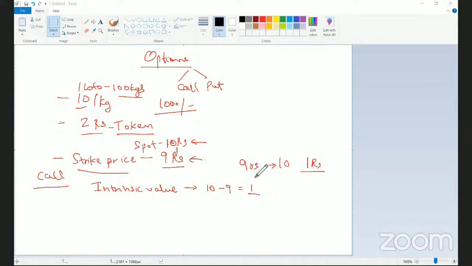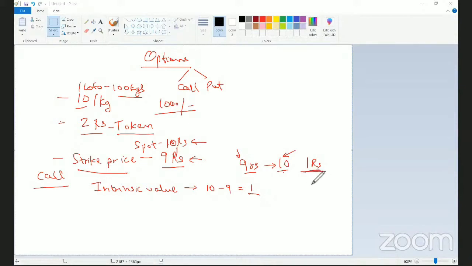And now if you exercise it, at a 9 rupee strike price, you get 10 rupees, which means you have to pay 9 rupees, you get 10 rupees, and 1 is already paid. I'm again repeating. Exercising an option means what? You can pick up that good and sell it at the market price. So you pick up the good at 9 rupees, you sell it at 10 rupees right now. So there is a windfall gain of 1 rupee, but there is no free lunch.